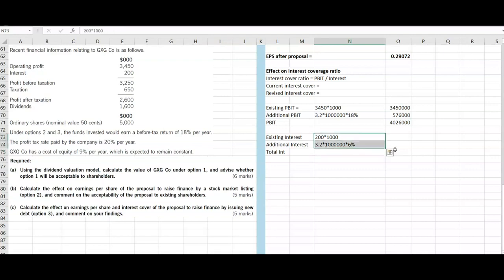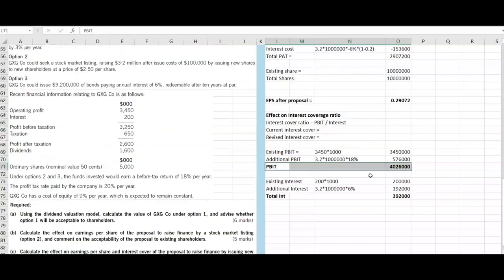So we'll take both these numbers and we'll paste. So this is our existing interest. So this is our new interest, the additional interest. So both we have to just add and get the number. So that comes to 3,92,000. So that's about the total interest here. Okay, so we got our PBIT and we got our total interest.